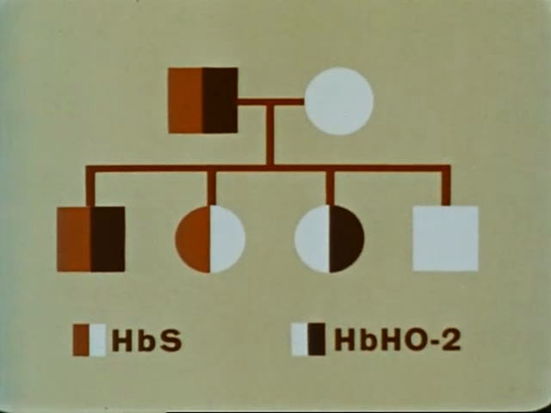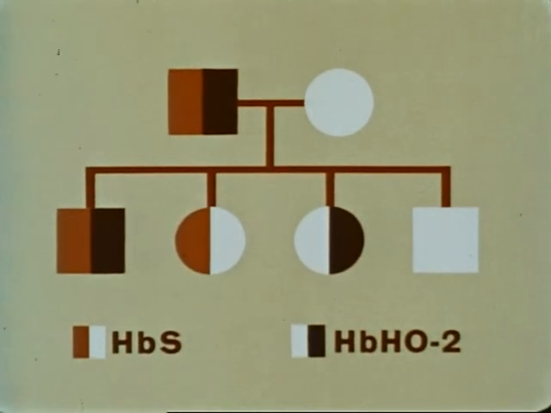Here is illustrated Mendel's second law of independent assortment. The genes for hemoglobin S and hemoglobin Hopkins 2 are non-allelic, are at different genetic loci, possibly even on different chromosomes. Non-alleles assort.